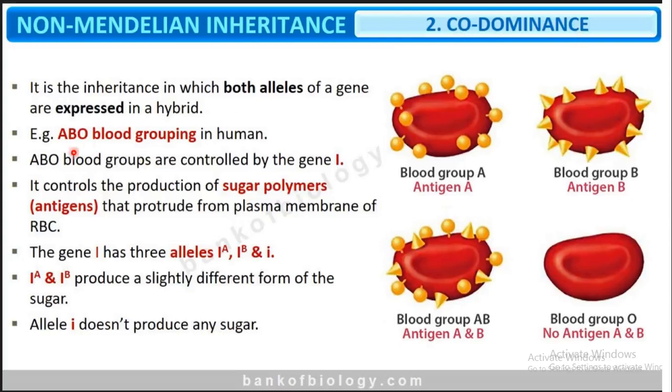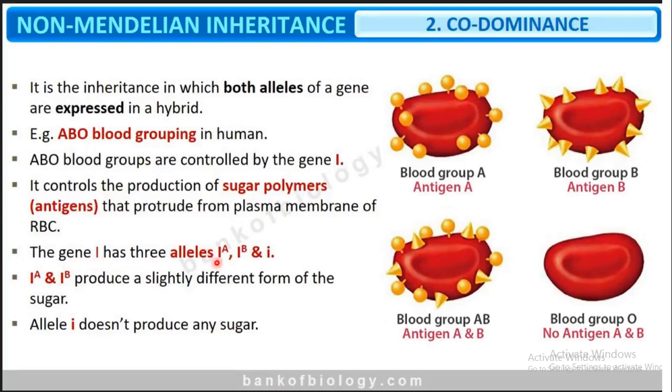Okay, so the next concept we are going to see is codominance. The best example is the ABO blood grouping. Here we have multiple alleles which are going to regulate a single character. That is the concept. Gene I is the one which regulates the blood grouping.